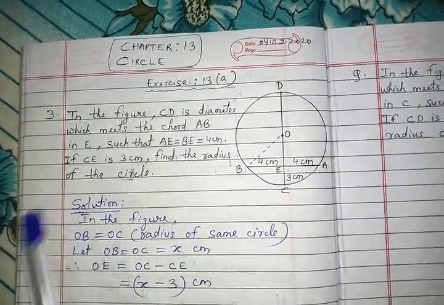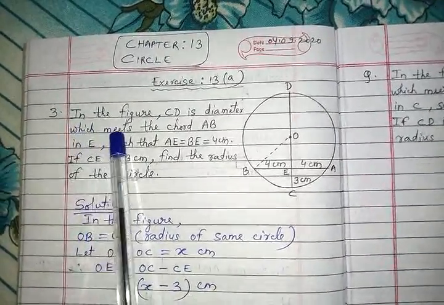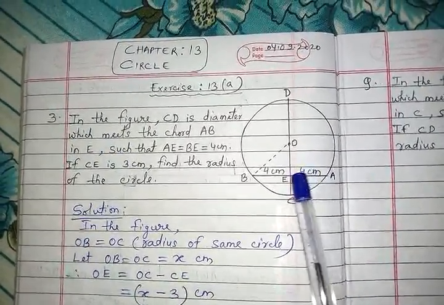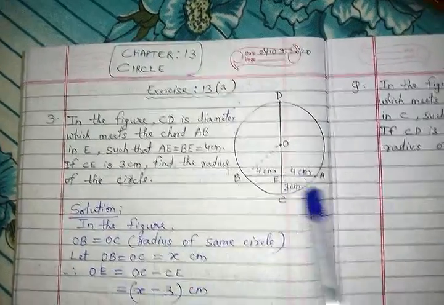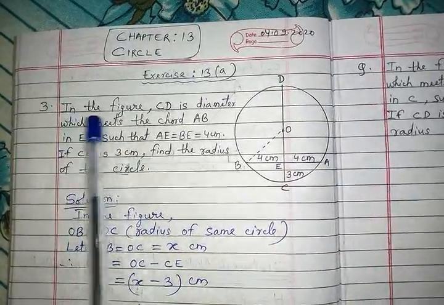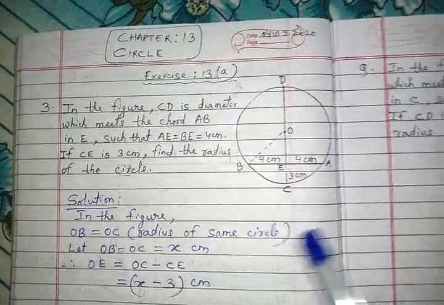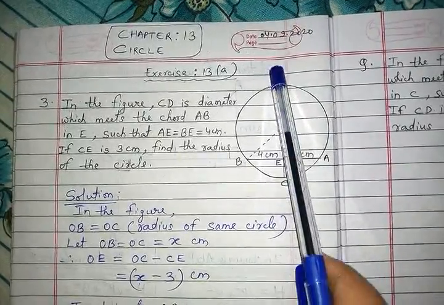Children, today I will discuss question number 3. So I have already begun a new chapter, circle, chapter 13. So let us start. In the figure, CD is diameter. So check, CD is diameter.